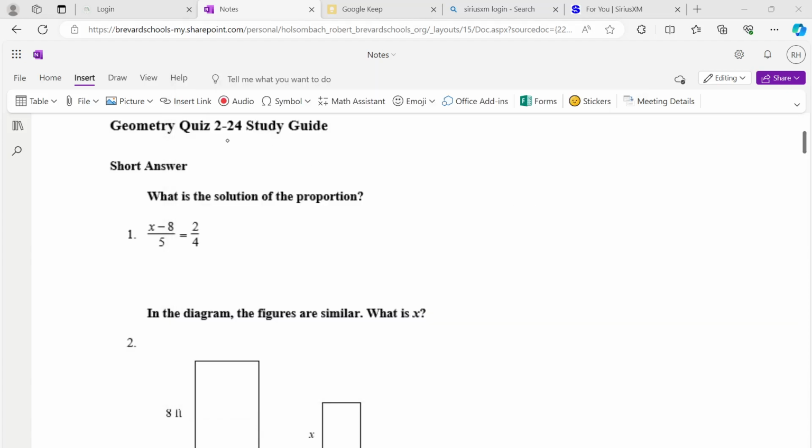All right, quiz number 2, study guide. Problem number 1, we've got a proportion. So we're going to crisscross multiply.